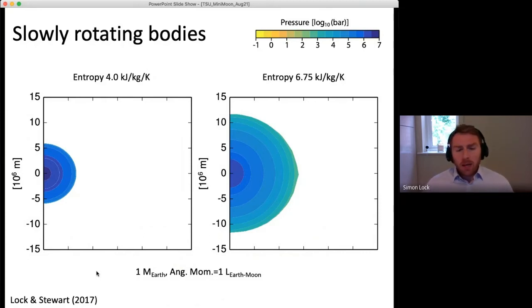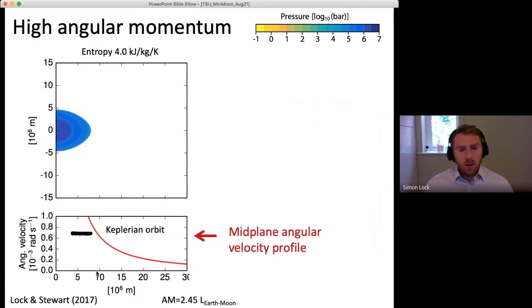But it gets a bit weirder if we do the same experiment with a planet that's rotating a lot faster. So this is a body that has an angular momentum that is about 2.5 times the present day Earth-Moon angular momentum. And like that planet we saw in the simulation before, this planet is quite squashed. Its equatorial radius is about 1.5 to 2 times its polar radius. So it's more like a flying saucer than a sphere.